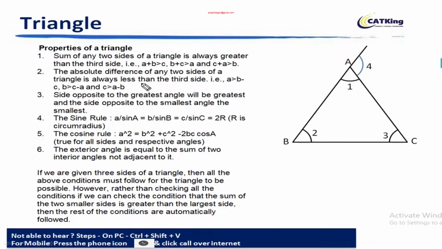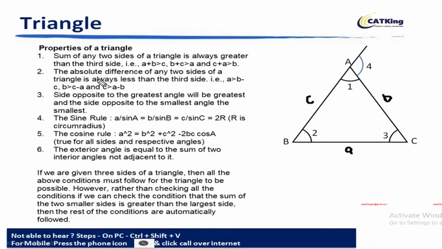for a triangle. The first property says sum of any two sides of a triangle is always greater than the third side. That is, A plus B must be greater than C, B plus C must be greater than A, and similarly C plus A should be greater than B. And the side opposite to angle A is called side A. The side opposite to the angle B is called side B, and the side opposite to angle C is C. Right? So these A plus B are sides A and B.